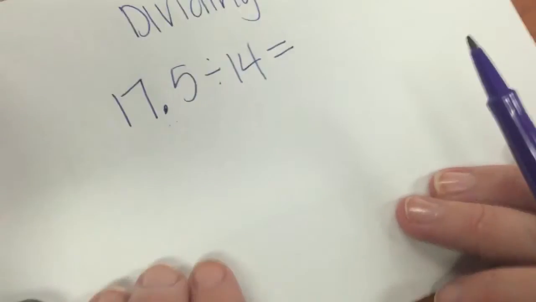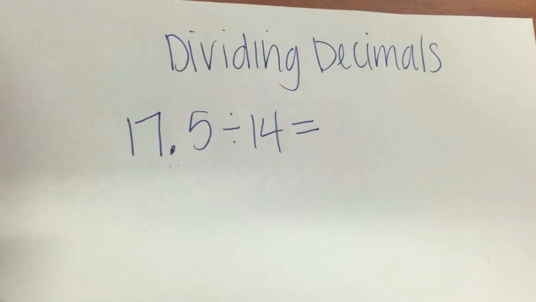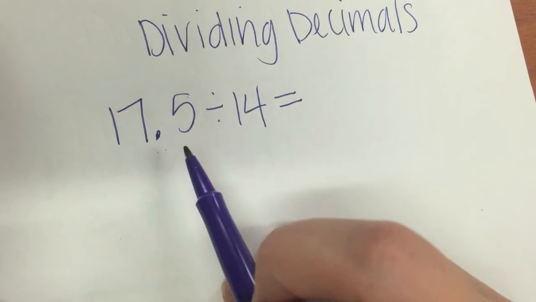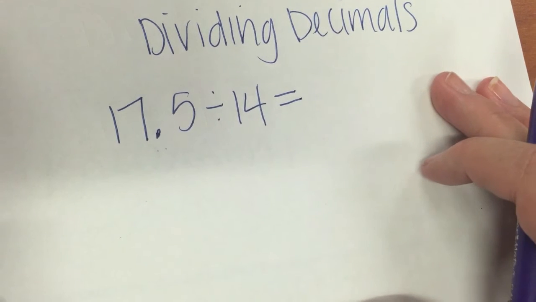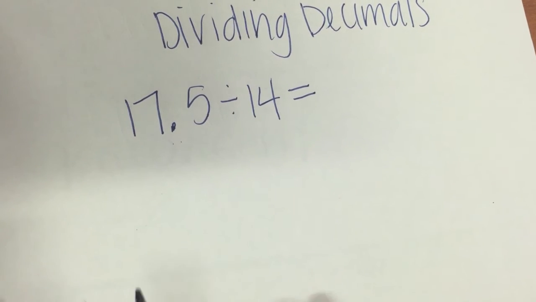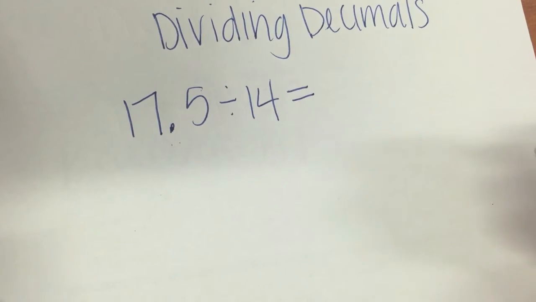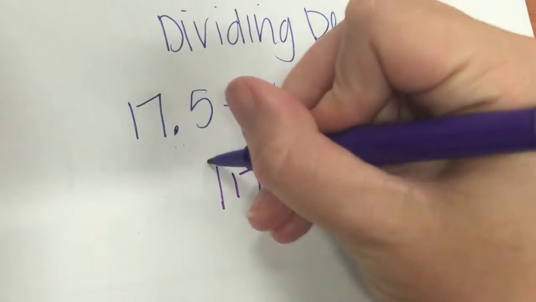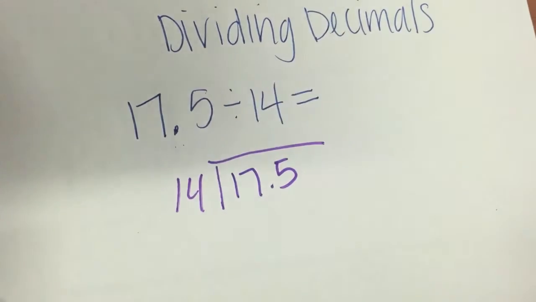Learning target said multiplying and dividing. Here we go. Okay, so now we're dividing decimals as well. When we're dividing decimals, we have 17.5 divided by 14. Miss Newsom, what's your favorite thing to say? Top dog in the house. So our top dog is in the house. So we've got 17.5 divided by 14.